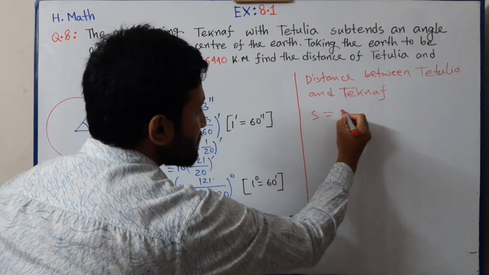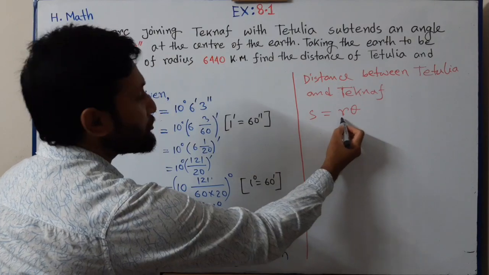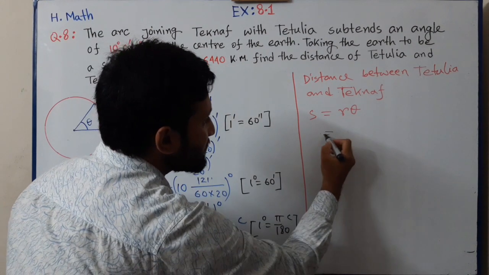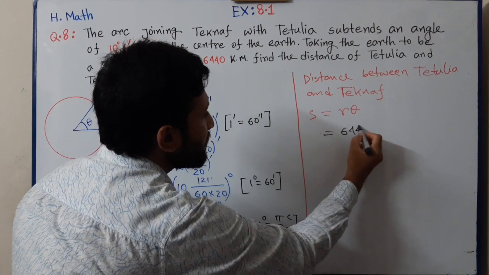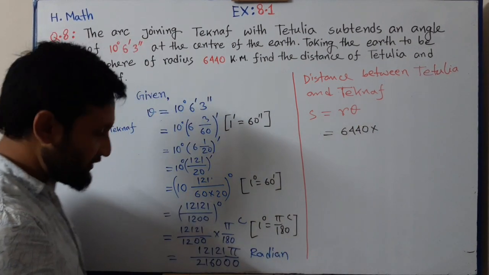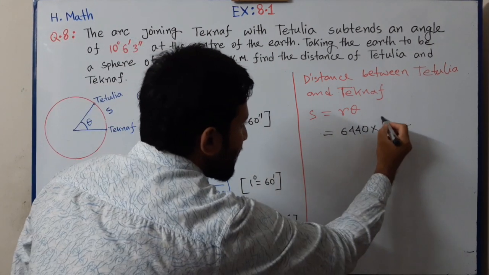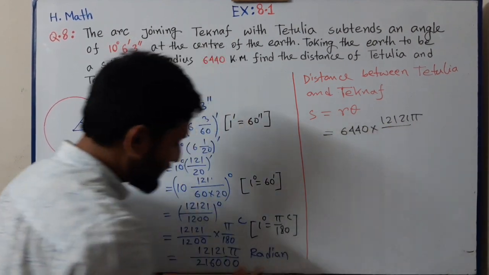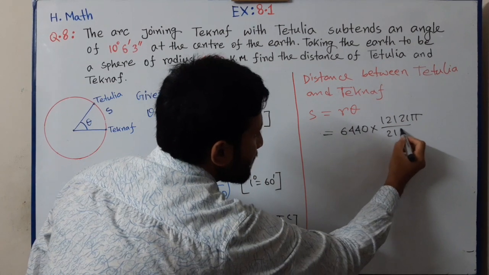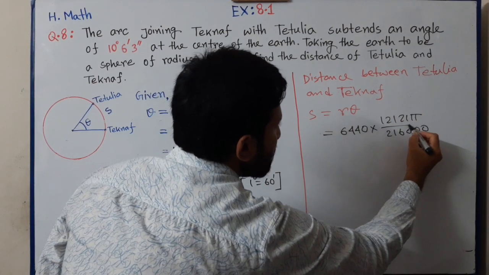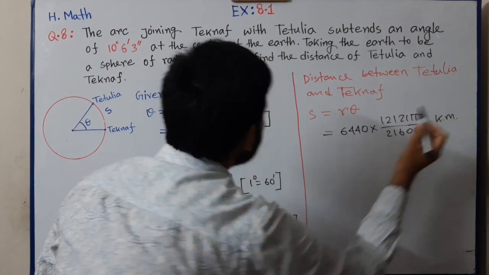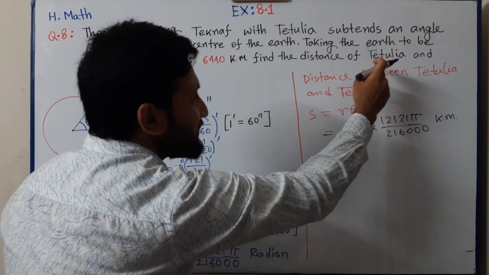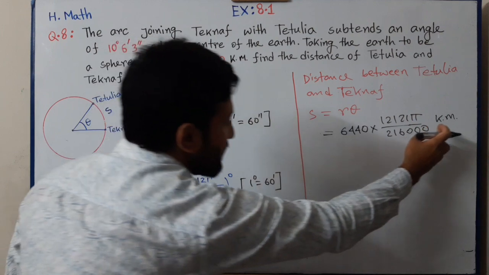So we know the arc distance S equals r theta. According to the question, the earth's radius r is 6440, and theta is 12121 pi divided by 216000, and the unit is kilometer, because the unit of the radius is kilometer. So the arc distance, that means the distance from Tetulia to Teknaf, must be in kilometers.